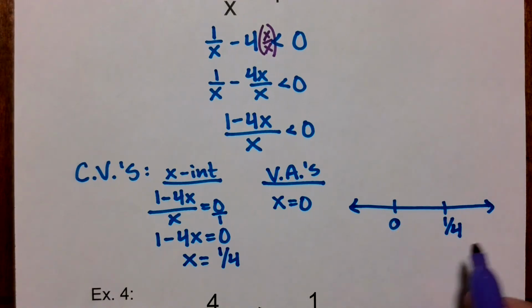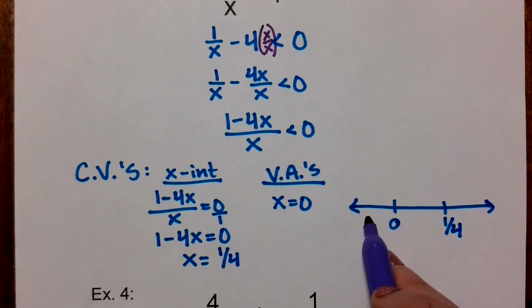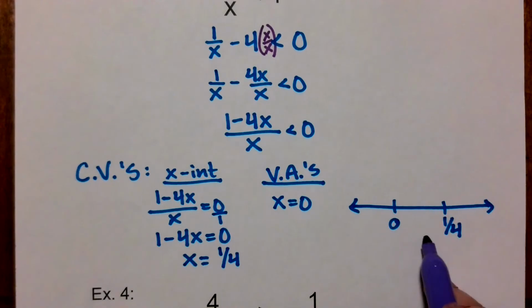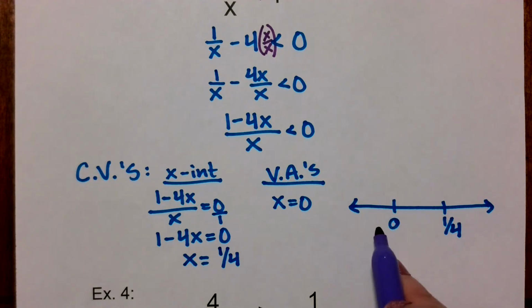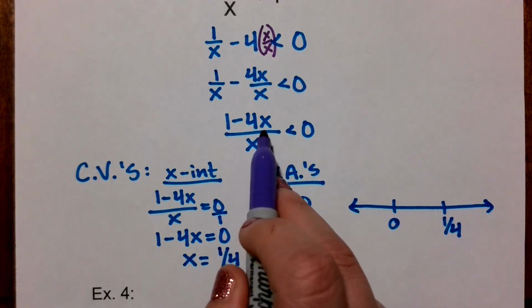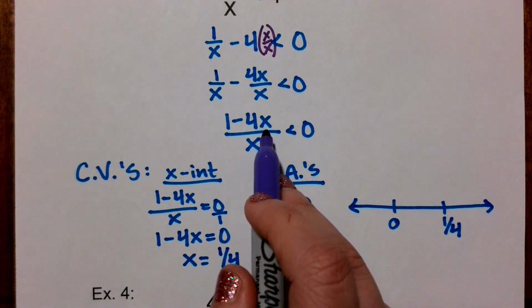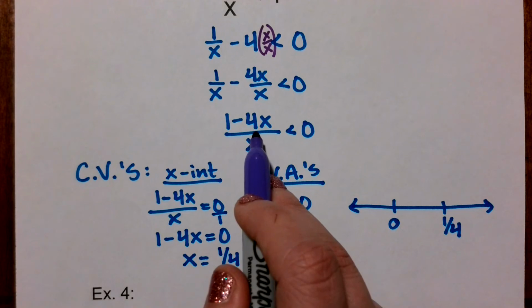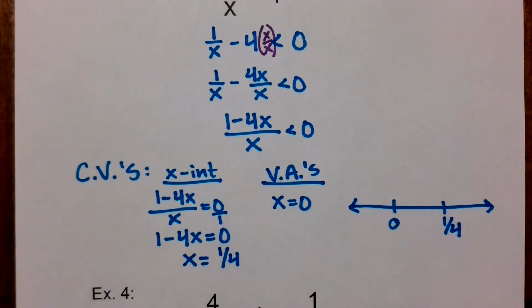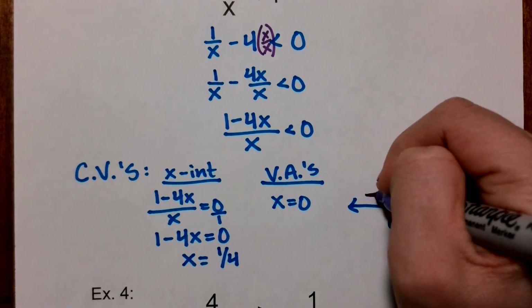If it only crosses the x-axis at 0 and 1/4, that means everything to the left of 0 has to be doing the same thing. It's either positive or negative. Everything in between is positive or negative, and everything to the right of 1/4 is positive or negative. So I'm going to plug in one value to the left of 0, and that will let me know what they're all doing to the left of 0. So for instance, I would plug in -1, and I don't really care what the value is, I just care whether it's negative or positive. So if I plug in -1, I would get 1 plus 4, so positive, over -1, which is negative, so positive over negative is negative. I just care that it's below the x-axis.